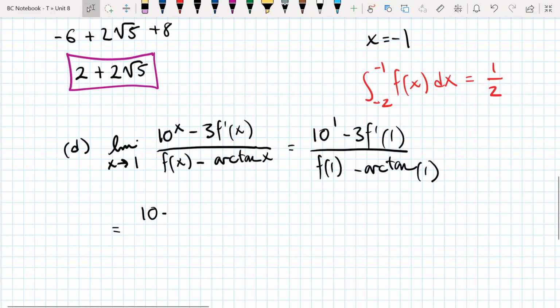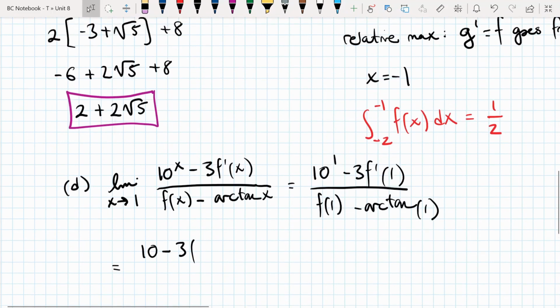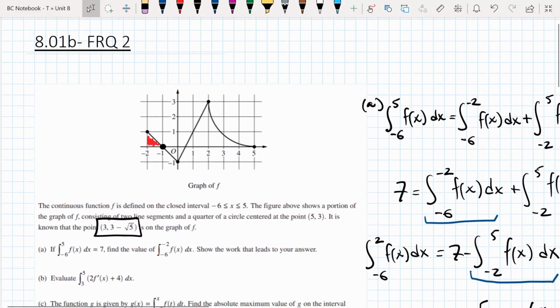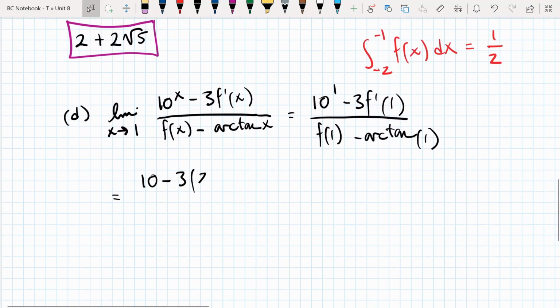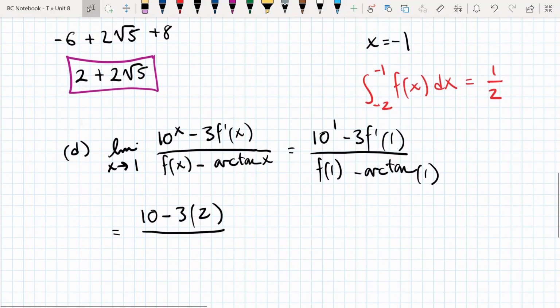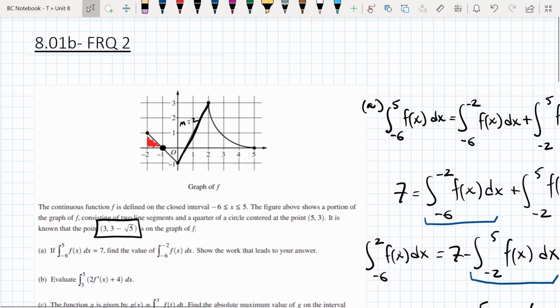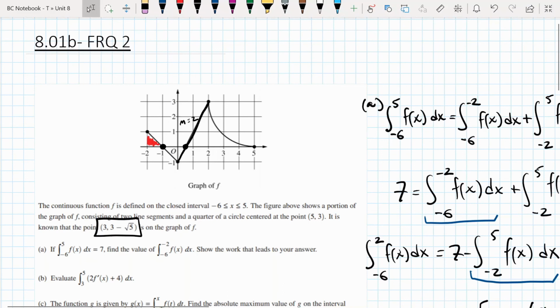So 10 to the first is 10 minus the derivative of f at 1. Well, that's going to be the slope of our graph above at 1. So the slope when x equals 1 is going to be the slope of this line. And the rise of this is 4, the run is 2, so the slope of this line is 2. So m equals 2. So f prime of 1 is equal to 2 over the value of the function at 1. So now we have to go back to the graph. So the value of the function at 1 is going to be a y value when x equals 1. And that's going to be also 1. So 1 comma 1.